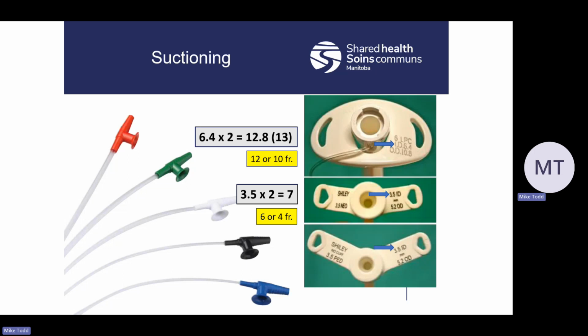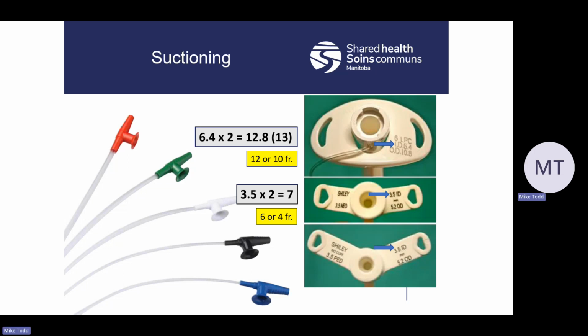So we try to decide the size of the suction device by looking at the inner diameter. As you can see, the arrow here is pointing to what size it is. Then we multiply that by 2. As we see there, the inner diameter is 6.4. We multiply that by 2, which gives you 12.8, rounded off to 13. So whatever number we get, we go down a size in the suction catheter. For this patient, because the number is 13, we're going to go with a size 12 or 10 French suction catheter.